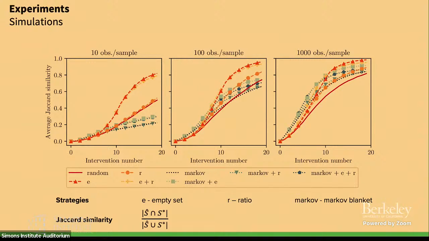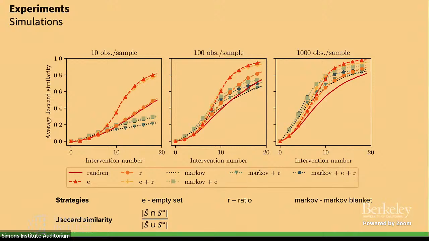But now, even for these few observations per intervention, we see that this empty set strategy is actually quite effective at obtaining a large average car similarity fairly quickly. And also for the other sample sizes, it's, I'd say, the most robust across a large number of settings. What was initially a little bit surprising to us is that exploiting the Markov blanket does not work better. And that is really due to the estimation errors we get.